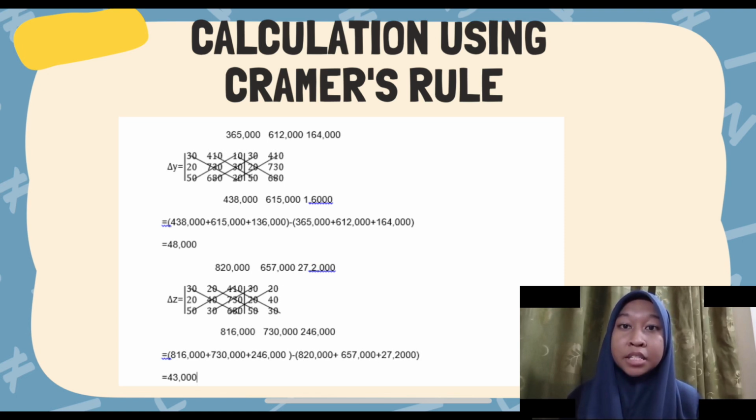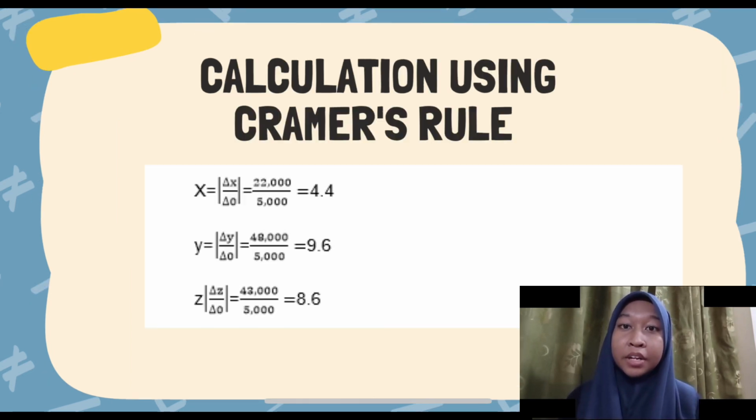The final answer for delta y was 48,000. Next, I calculated delta z, also using the same steps, multiplying diagonally and subtracting both results. The answer I got was 43,000. Now, the final step was to calculate the values of x, y, and z.